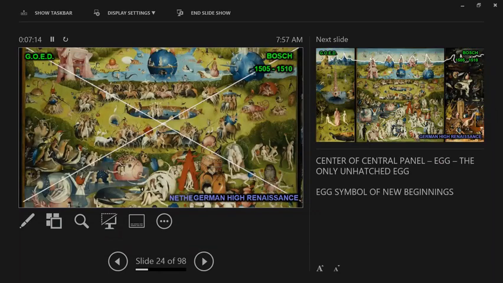Compositionally, we have an egg in the very center of the triptych. This egg is a symbol of new hope and new beginnings. There are lots of eggs in the painting, but it's the only unbroken egg in the painting.